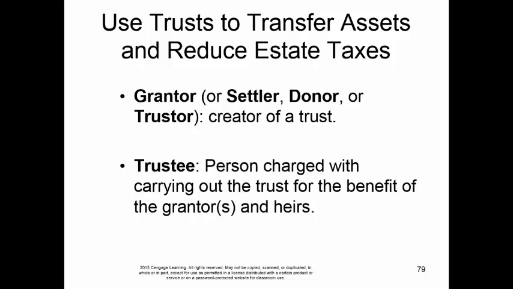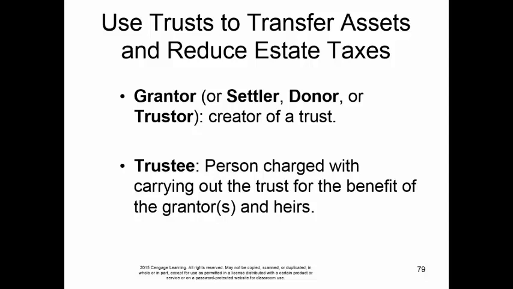Chapter 17, Learning Objective 6, Part 2, and then we're going to go through the conclusion of the chapter as well. Now, the grantor of a trust is the creator of the trust. It can also be referred to as a settlor or the donor. But the grantor is the most commonly used name. Trustee is the person who's in charge of carrying out the trust for the benefit of the grantor and their heirs.